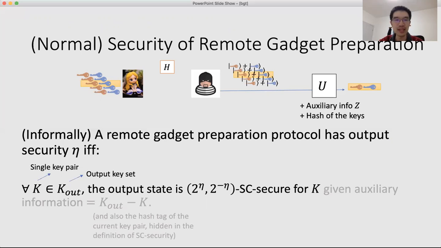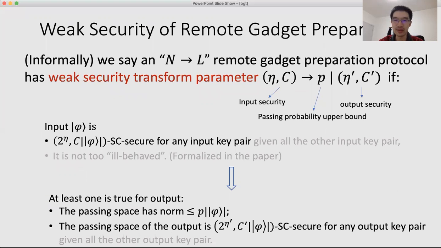But what we need in the design of each sub-protocol is a notion of weak security. And for weak security, the input security is also part of the definition, which gives us better control over the behavior of the protocol. And we say a remote gadget preparation protocol has weak security transfer parameters (η, C) to (P, η', C') if the following statements are satisfied. Here η and C capture the security of the input, which is defined in terms of the A security for each input key pair. And P, η', C' describes the security of the output key.